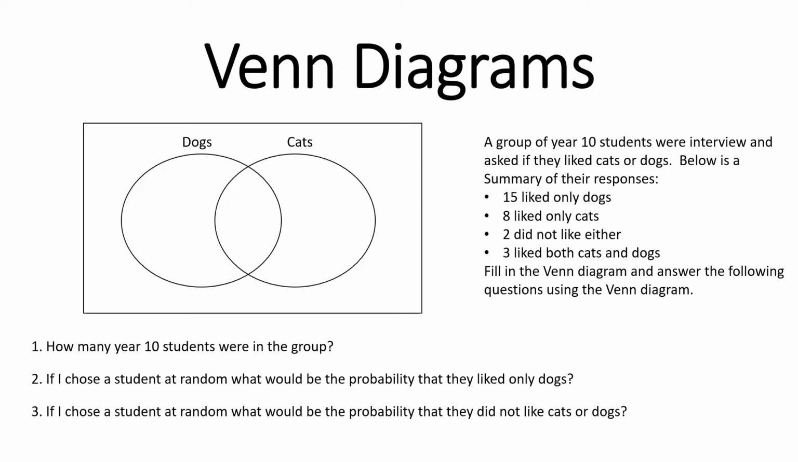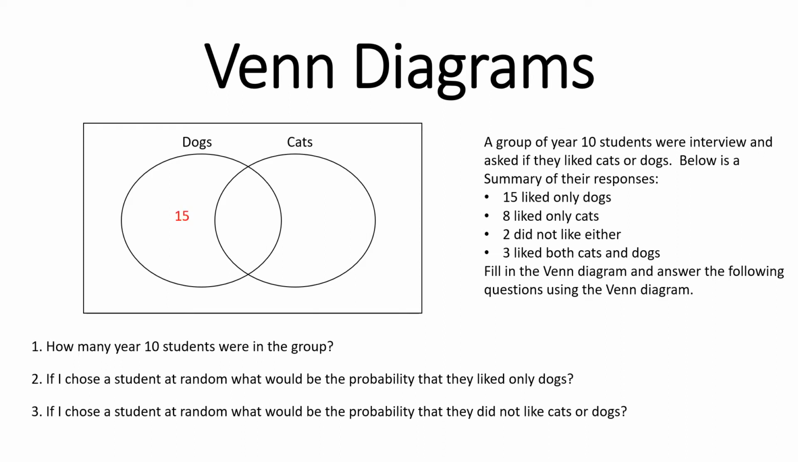So if we look at our Venn diagram, we have two headings, dogs and cats. Now each circle represents either dogs or cats. The circle on the left represents everyone who likes dogs, and the circle on the right represents everyone who likes cats. The part in the middle where the two circles overlap, that is where you would have people who like both dogs and cats. And outside of the circle, you would put anybody that doesn't like cats or dogs.